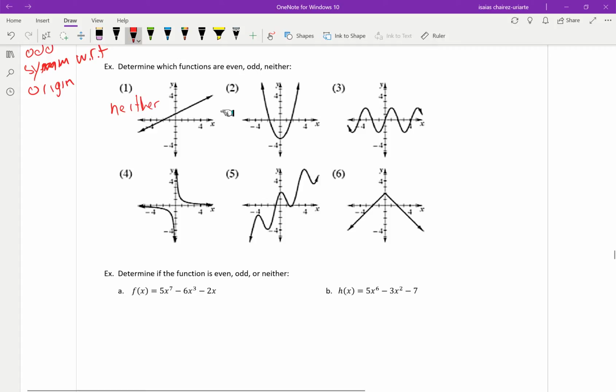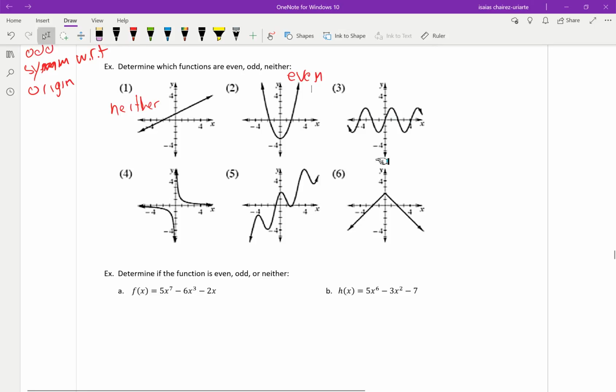What about the second one? I would say that the second one is symmetric with respect to the y-axis. The y-axis splits my little graph right in half. So that means that it has symmetry with respect to the y-axis, or that it's even. So this one is even. What about this third one here?